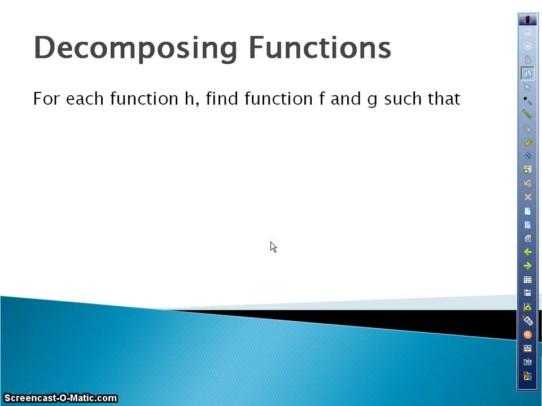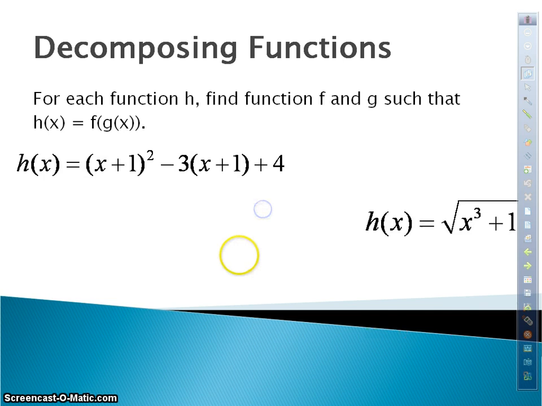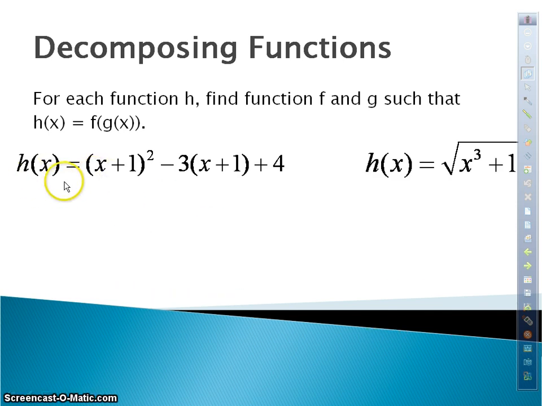Decomposing functions. For each function h, find f and g such that h of x equals f of g of x. So our first one here is h of x equals (x plus 1) quantity squared minus 3 times (x plus 1) plus 4.